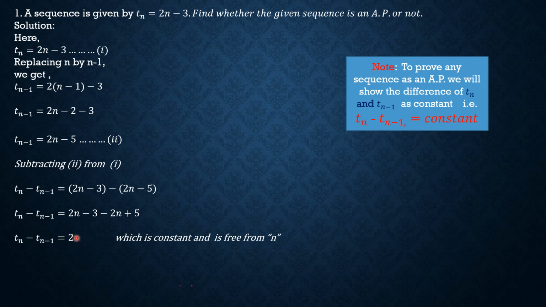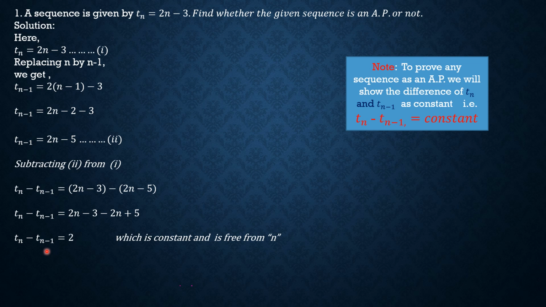Here is absence of any n. The symbol n is not present over here. Means no matter whatever is the value of n in left hand side, the right hand side will always come 2. Let's say n is equal to 5. Then t5 minus t4, because 5 minus 1 is 4. We have taken n as 5. So 5 minus 1 is 4. So t5 minus t4 is 2.